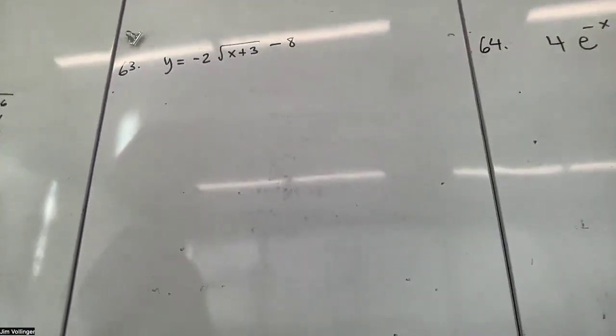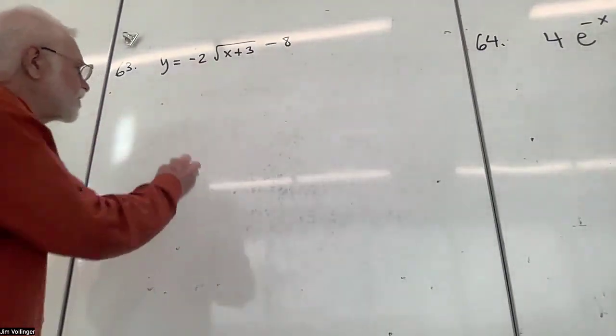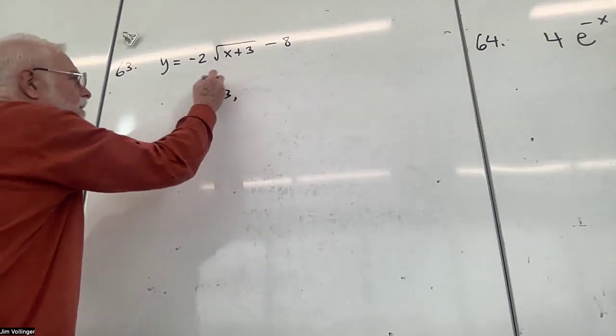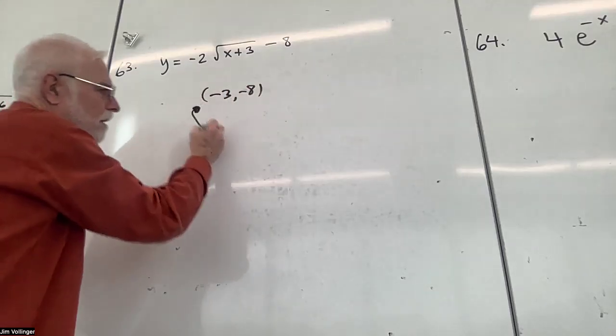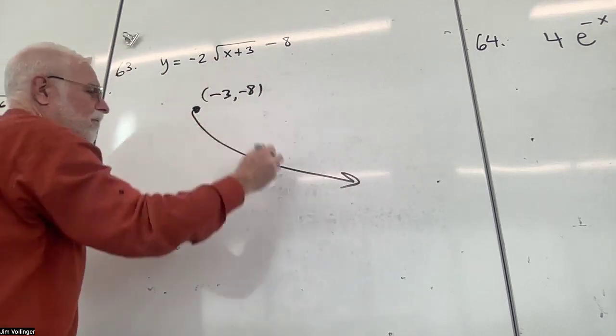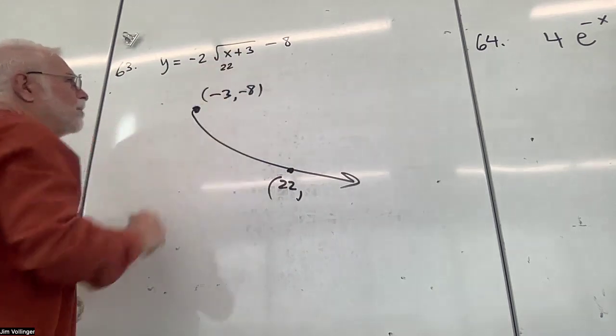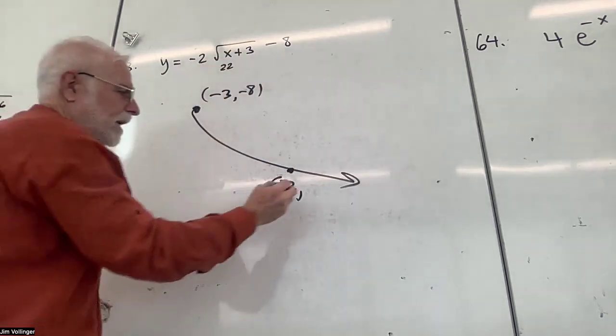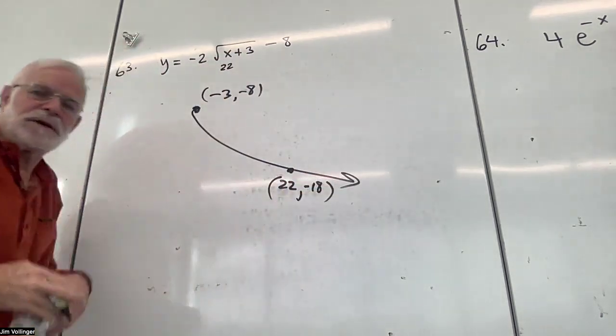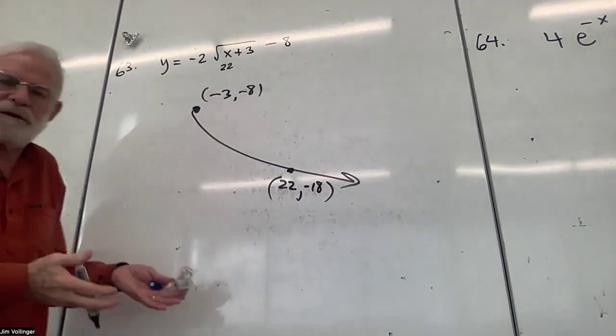All right. Now, to understand, well, I'm just going to do it. So negative 3, comma, negative 8, endpoint, square root looks like that. I'm going to throw a 22 in there. That's a nice user-friendly number. You can do the math now yourself. Minus 10, I got minus 18. All right, so there's the graph. That's what I'm hoping to see on a test.